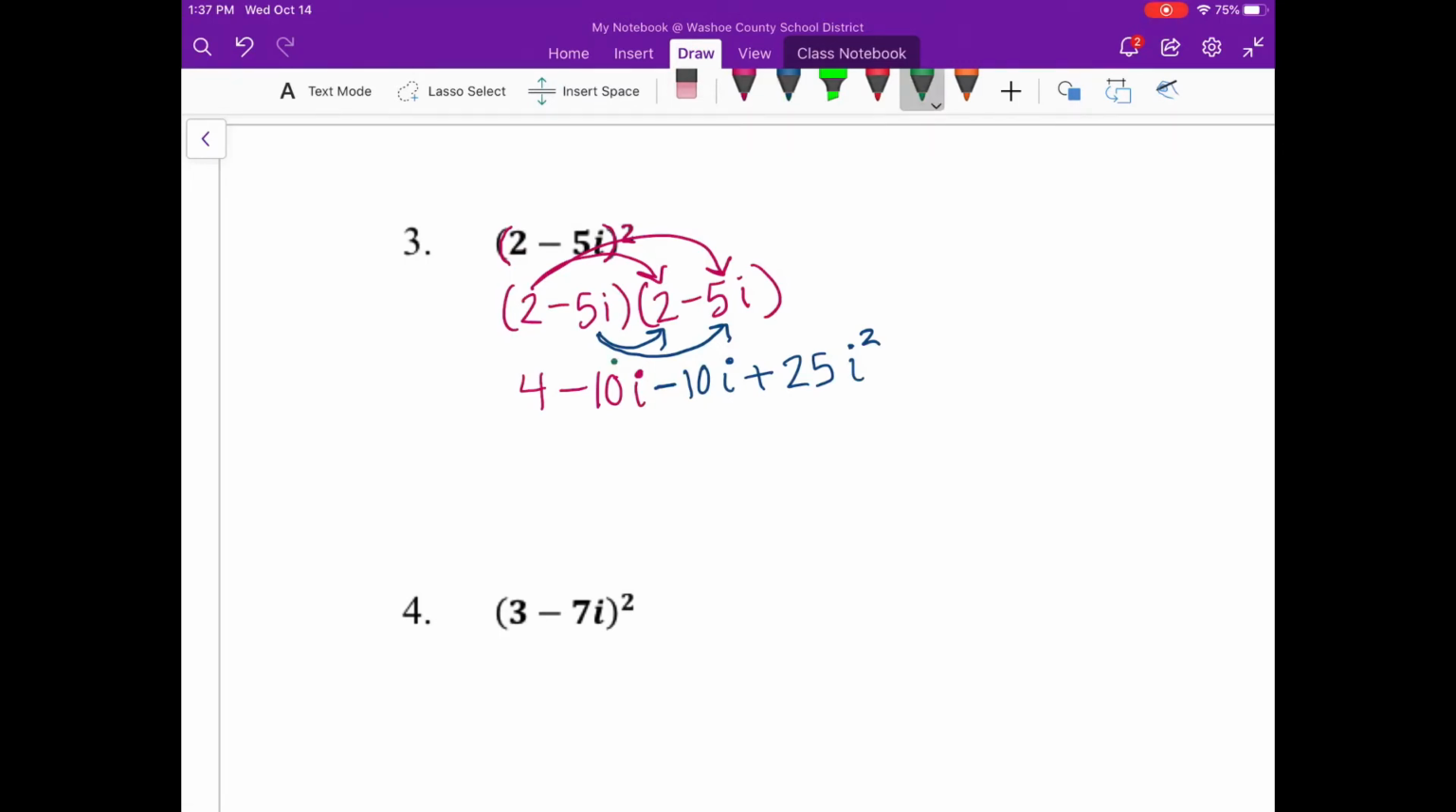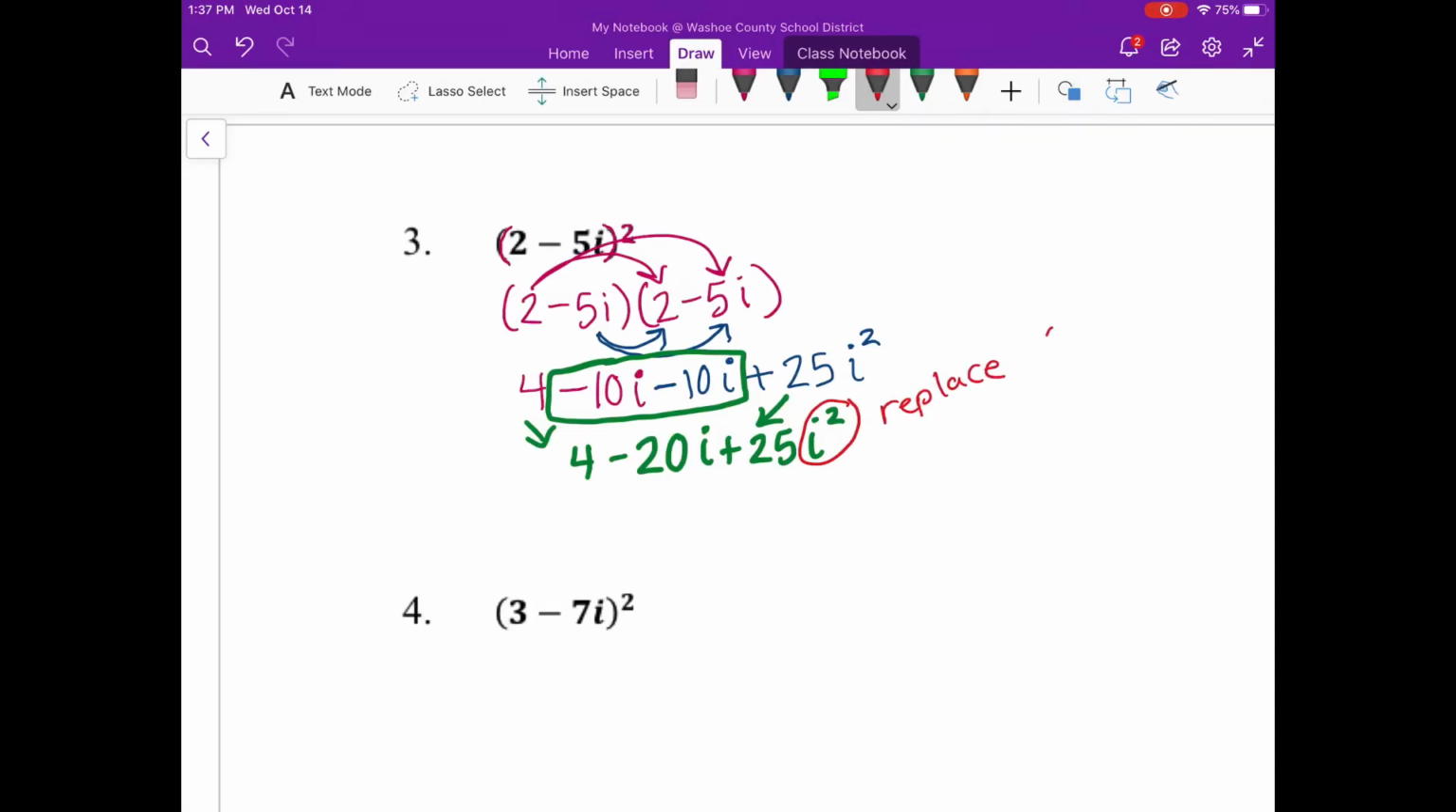So we're going to combine the like terms that we can here. Again, if you pretend the i's are like x's, you have a negative 10i minus another 10i is going to become a minus 20i. I'm just going to bring down the 4 for now and bring this down. So a property that we learned at the beginning of this video is that anytime I see an i squared, I can actually replace that i squared with a negative 1. It's one of the properties we talked about. So this really becomes 25 times negative 1. And 25 times negative 1 gives you a negative 25.